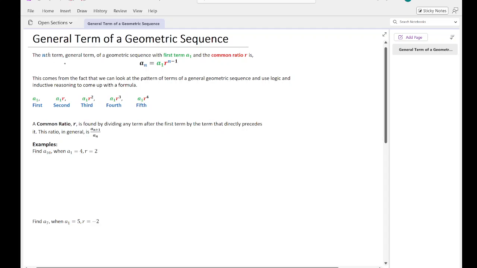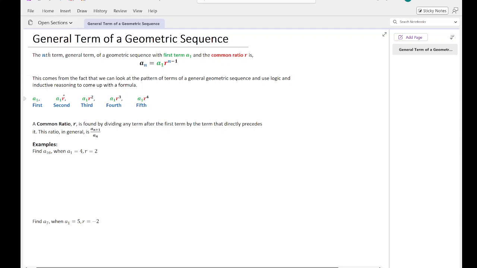The nth term, the general term, of a geometric sequence with first term a sub 1 and common ratio r is a sub n equals a sub 1 times r raised to the n minus 1. This comes from the fact that we can look at the pattern of terms of a general geometric sequence and use logic and inductive reasoning to come up with the formula.